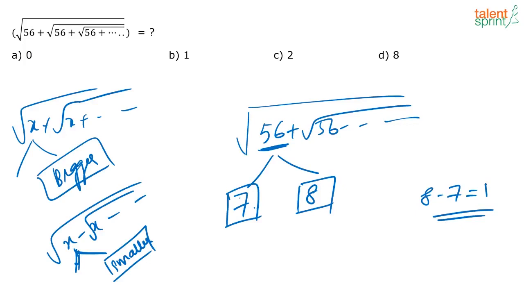So which is going to be your answer here? It is going to be the bigger factor, that is 8. So the correct answer for this question is option D, that is 8.